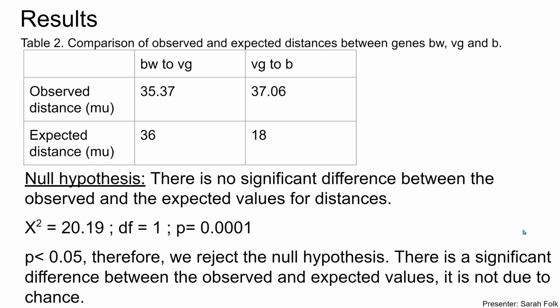Additionally, to view our results, we can see that the difference cannot be due to random chance due to the p-value being less than 0.05. Therefore, we reject the null hypothesis. There must be an external factor that caused the difference between the observed and expected differences.